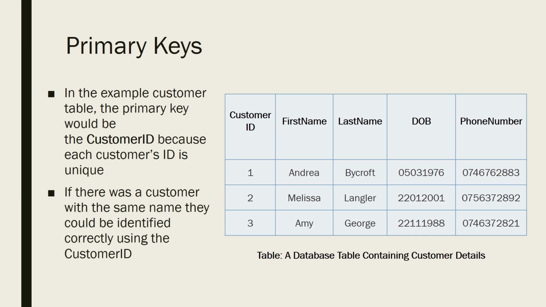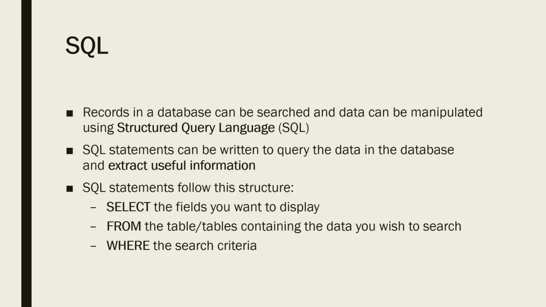In this example customer table, the primary key would be the customer ID because each customer ID is unique. If there are customers with the same name, they would be identified correctly using the customer ID. As you know, we can identify ourselves through CNIC because nobody else is going to use our CNIC in future or has used it before.